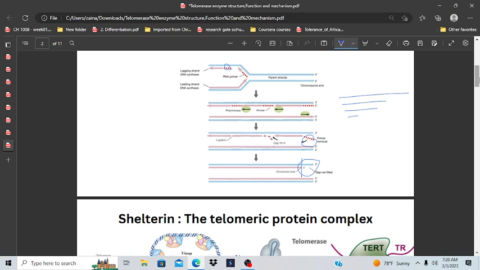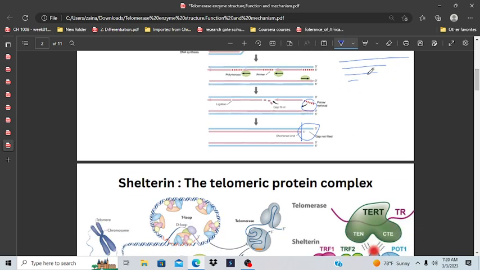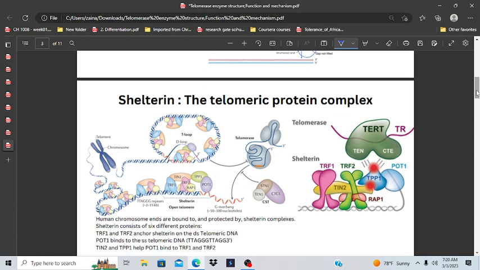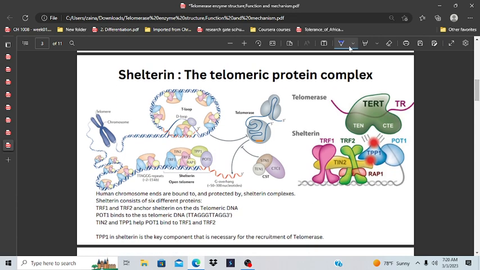To avoid this, the telomeres, we know the ends of the chromosomes are called telomeres. Telomeres are non-coding DNA. They have their own protective mechanism. The special group of proteins that protects or helps in this function is shelterin. So it's a group of 6 proteins. You can see TRF1, TRF2, TIN2, TPP1, RAP1 and POT1.